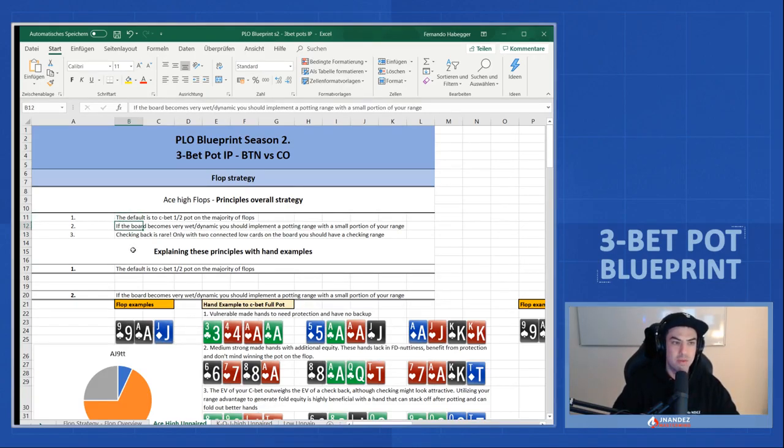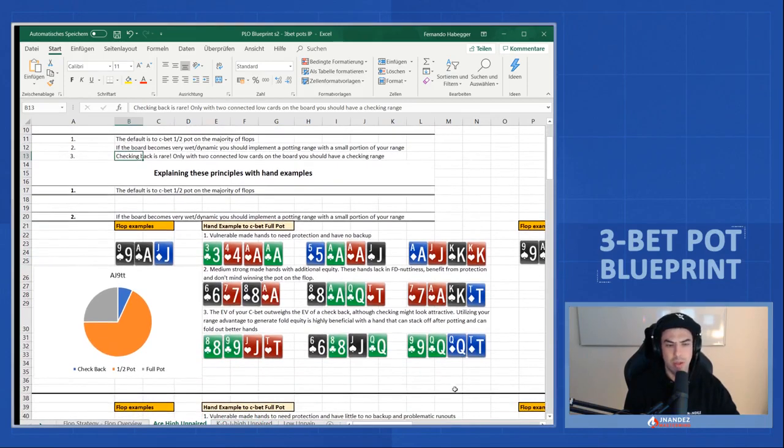If the board becomes very wet and dynamic, like ace-10-9 two-tone, for example, we should also implement the potting range with a small portion of our preflop range. And checking back is generally speaking quite rare. Only with 2 connected low cards on the board, you should have a checking range to begin with.